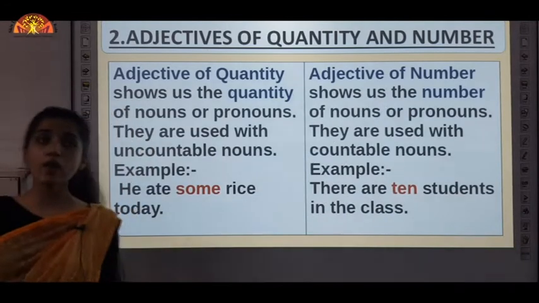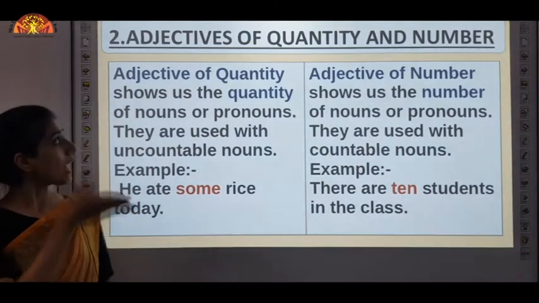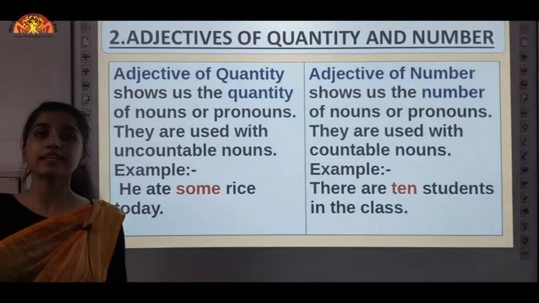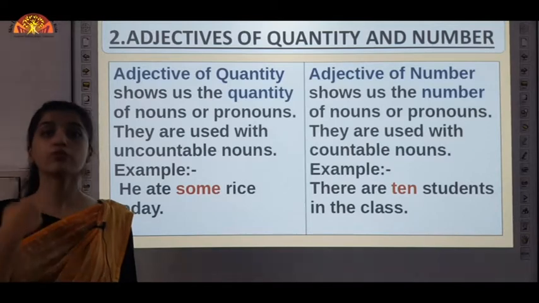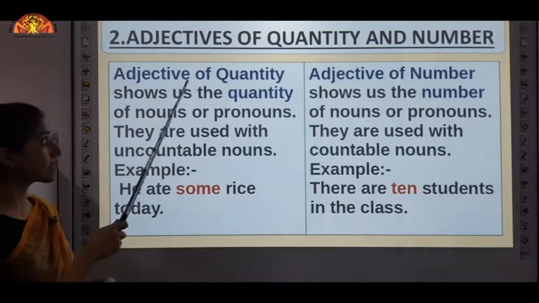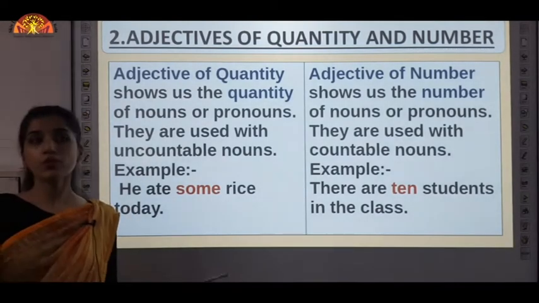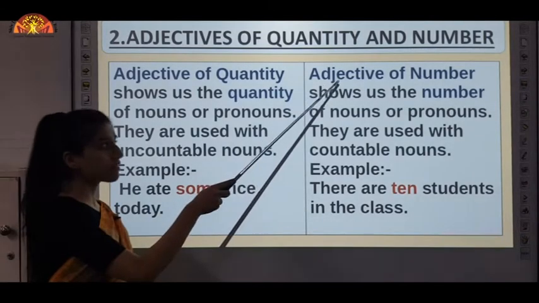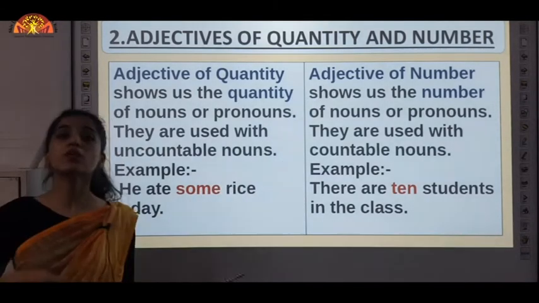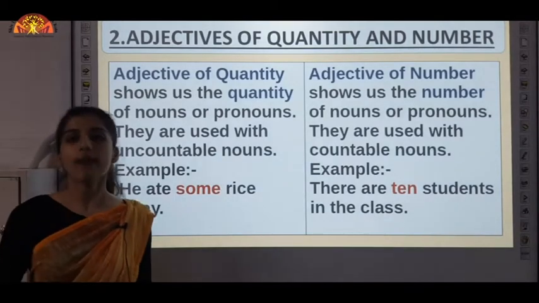Adjective of number. Now if you have to identify whether it is adjective of quantity or adjective of number in a sentence, what you have to do is question it. If you have to identify adjective of quantity, then you will question it with how much, and if you have to identify adjective of number, then you will question it with how many.